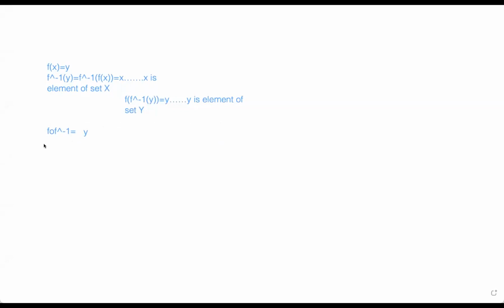And what about f inverse composite f? It means f inverse of f of x. f inverse of f of x is equal to x. Getting this concept? Composition of inverse functions. Getting?